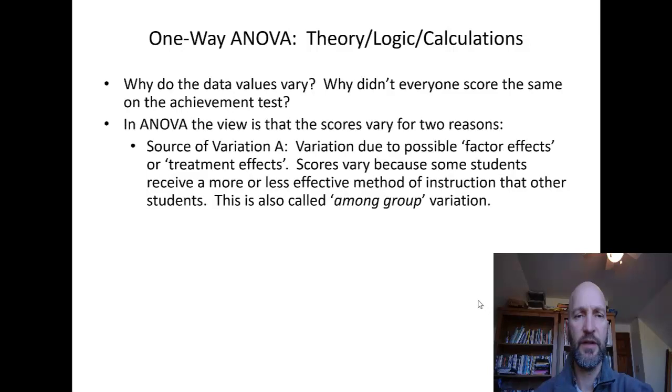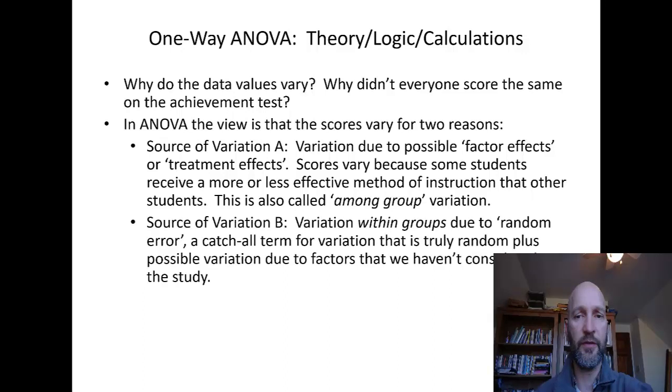The first one is what we call variation due to the factor effects or the treatment effects, and sometimes this is called the between group variation or the among group variation. In other words, if the source of variation that we see is due to the fact that we have different treatments or different effects, different methods, then we want to be able to capture that and use that to estimate the variation within all of the data.